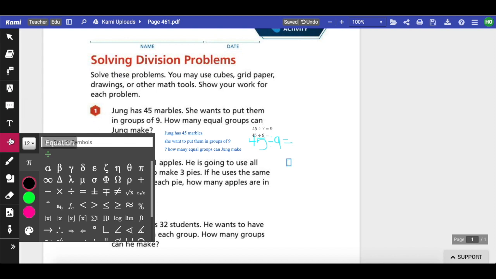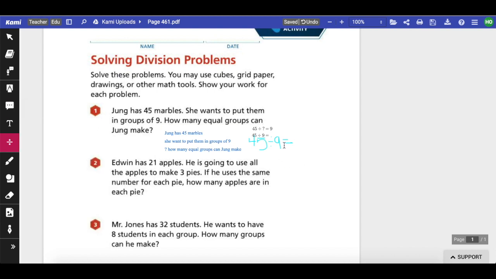And now what you need to do is draw a picture to represent 45 divided by 9 equals what? You need to draw a picture to show how many equal groups can Jung make. So I got you started to show you how I want you to represent your problems to make sure that you take notes and write an equation. I need you to be taking notes and writing an equation. That way I'm able to see what your work was and see if I can help you at all. If there's no work shown, then I can't figure out why you got the wrong answer. So I got you started, but now you need to still finish number 1.